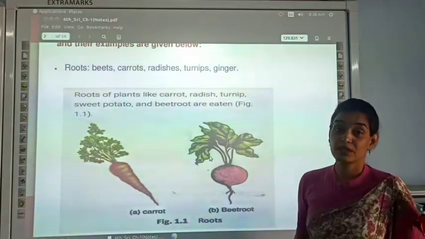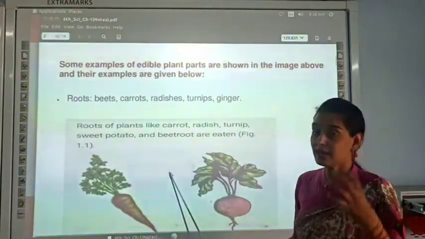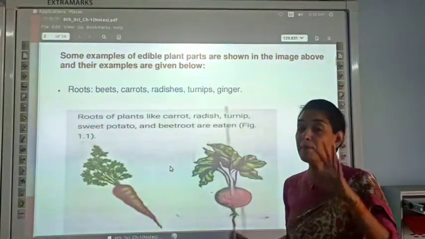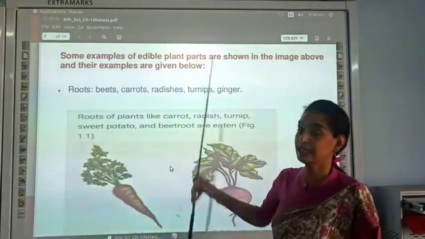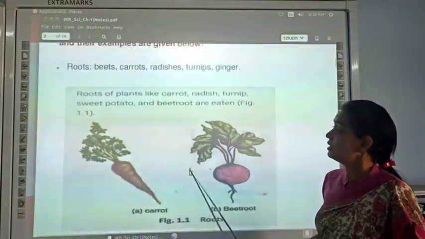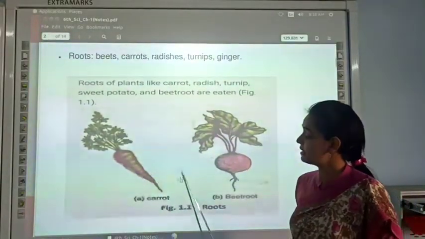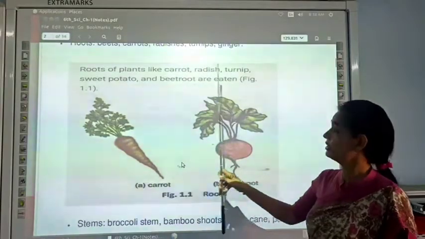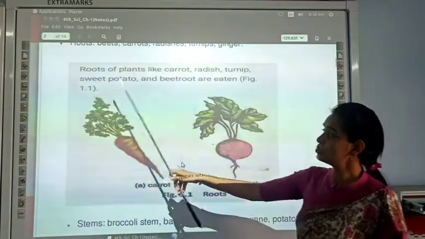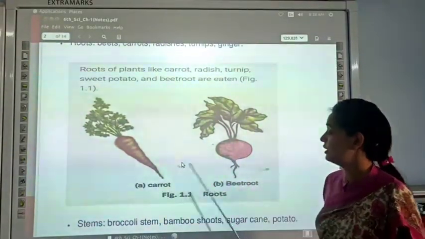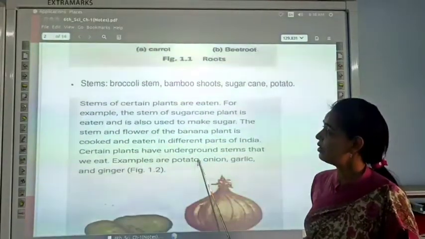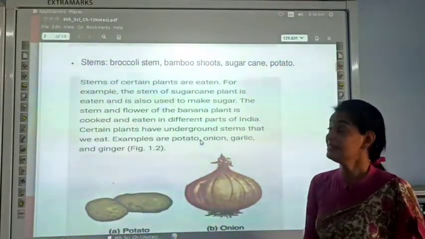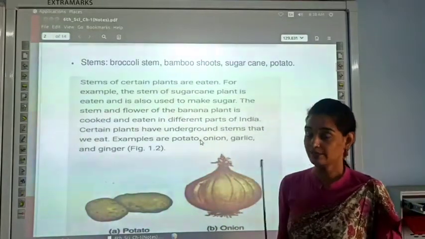So there are some examples of the different parts of plants that we can eat, that are called edible parts. For root, the examples are carrot, radish, turnip, sweet potato and beetroot. So you can see here. And now stem. In stem, broccoli.